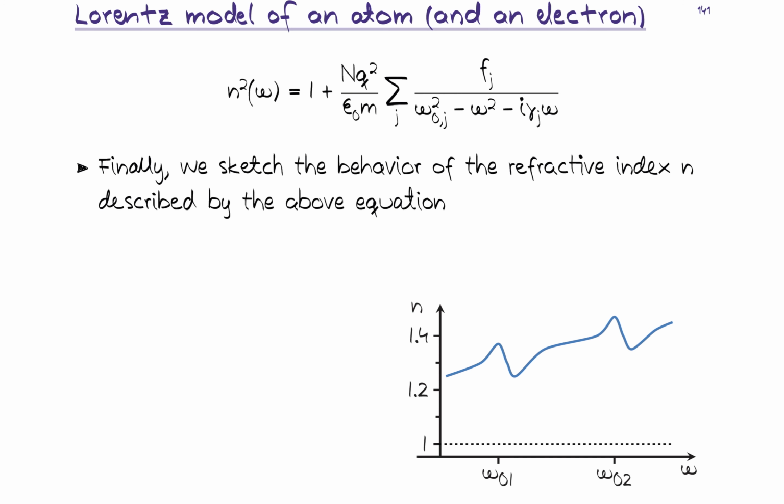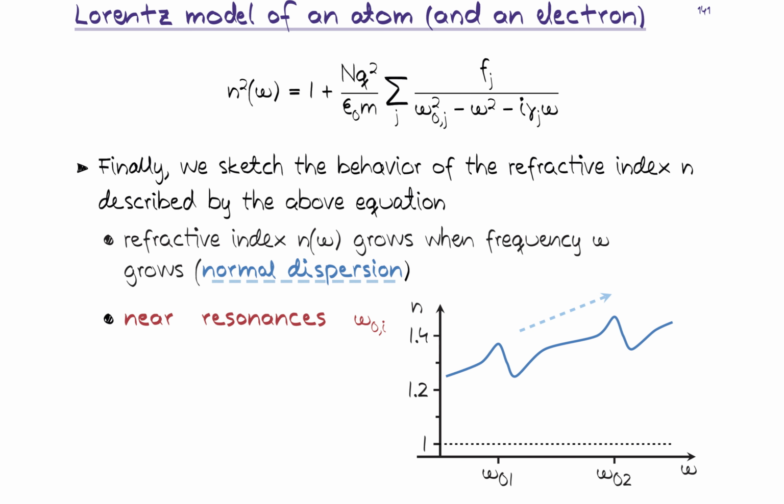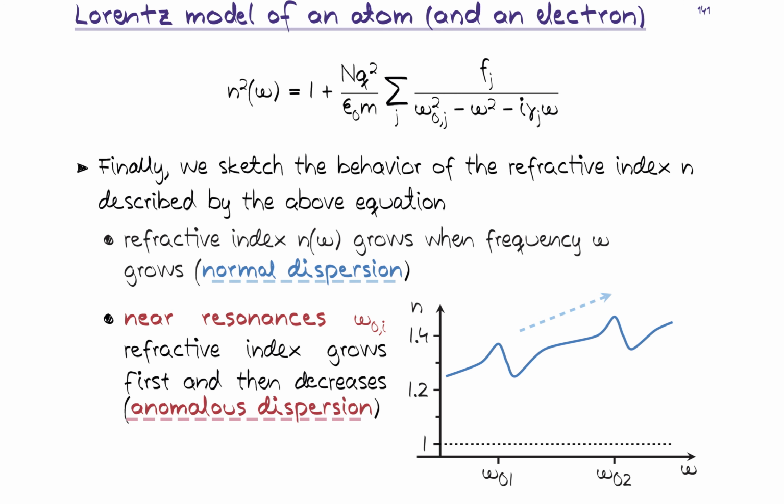the x-axis as a frequency. So refractive index n essentially grows when the frequency omega grows. And this is known as a normal dispersion. And this is what happens when we don't have resonances nearby the wavelengths or frequencies of interest. And when we happen to be nearby resonances, so omega naughts, then the refractive index grows first, as we can see in the figure, and then it actually decreases.